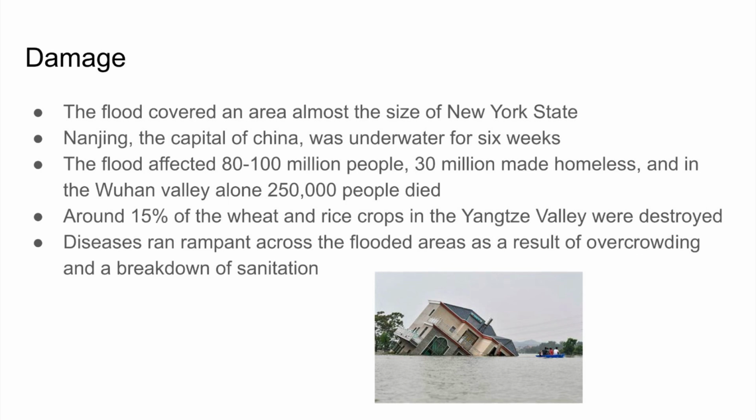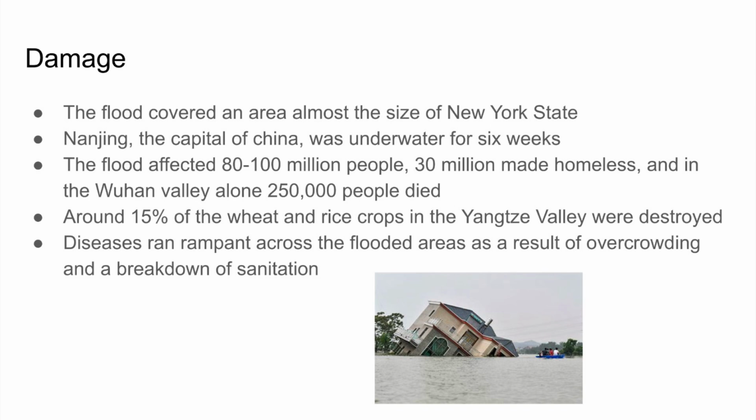In total, the flood affected 80 to 100 million people, destroyed 30 million people's homes, and killed 250,000 people in the Wuhan Valley alone. 15% of the wheat and rice crops were destroyed, causing mass starvation across the country. Diseases ran rampant as a result from overcrowding due to refugees and a breakdown of sanitation.